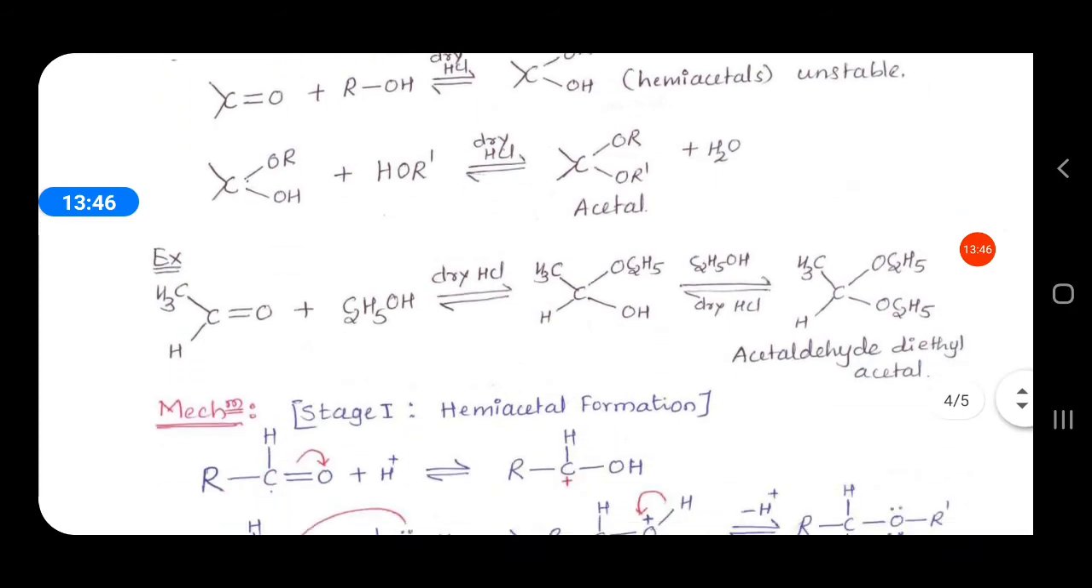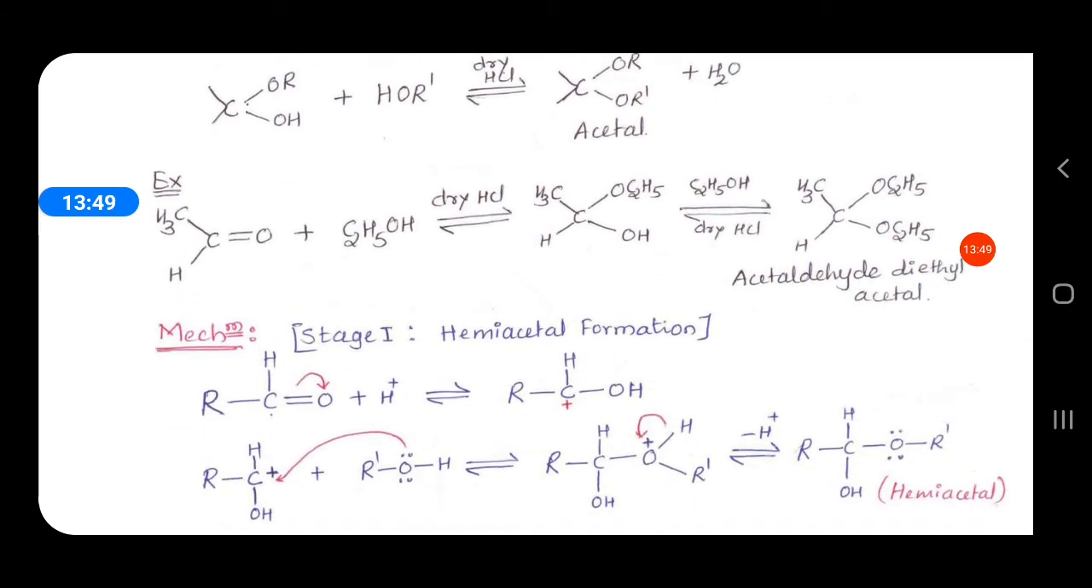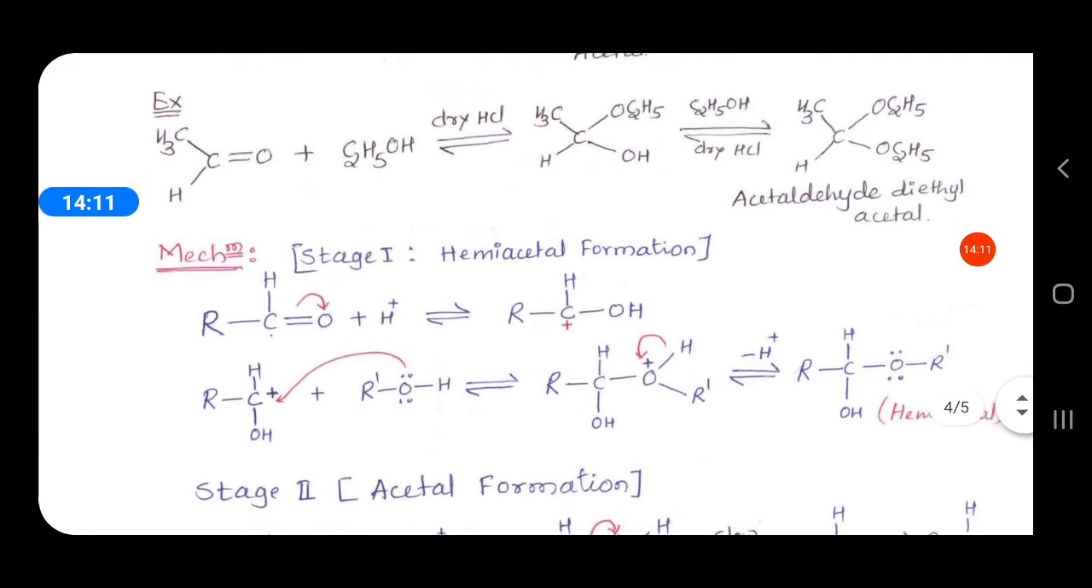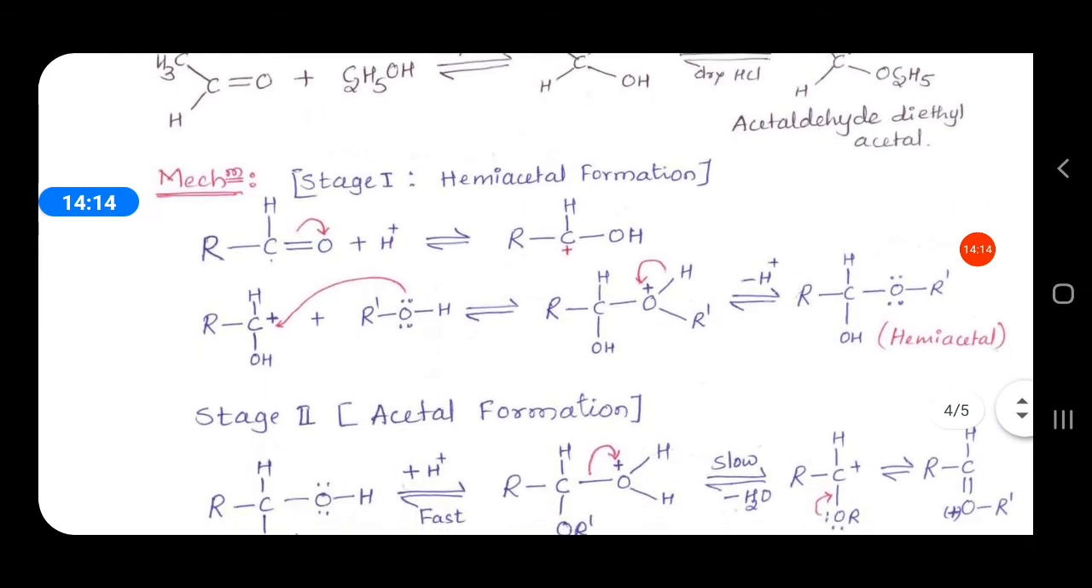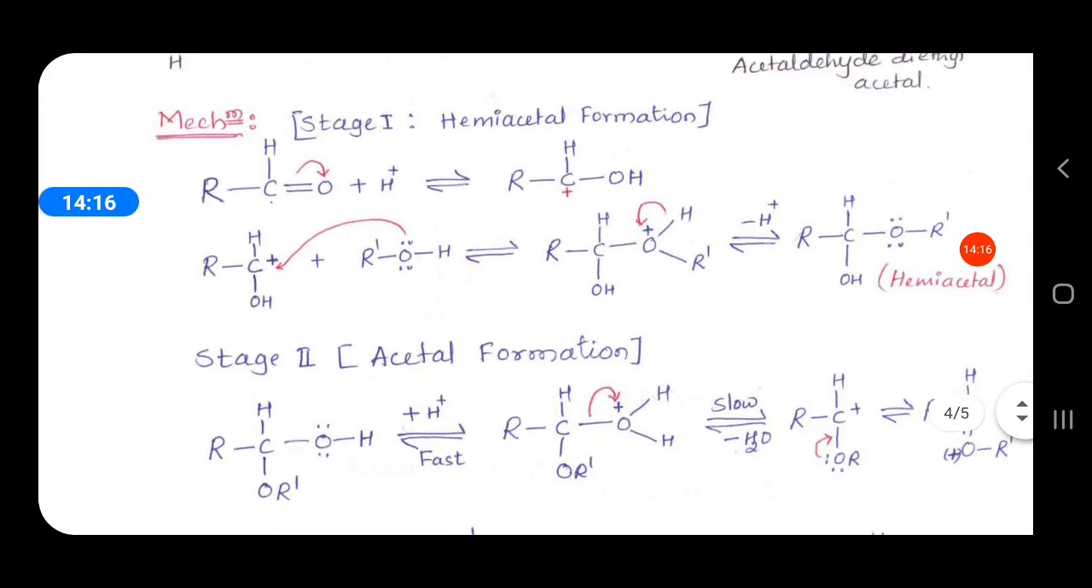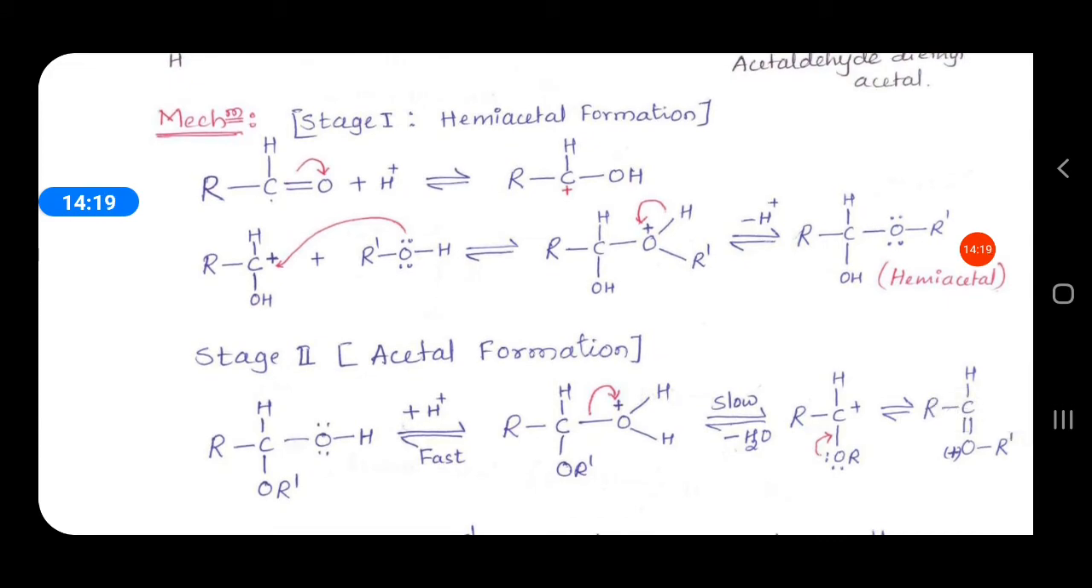So for example, acetaldehyde reacts with ethyl alcohol and gives first a hemiacetal, which reacts with another molecule of ethyl alcohol and gives acetaldehyde diethyl acetal, which is a stable compound called acetal. The mechanism takes place in two steps. In stage 1, one molecule of alcohol is added, so hemiacetal formation takes place. It is an acid catalyzed reaction.